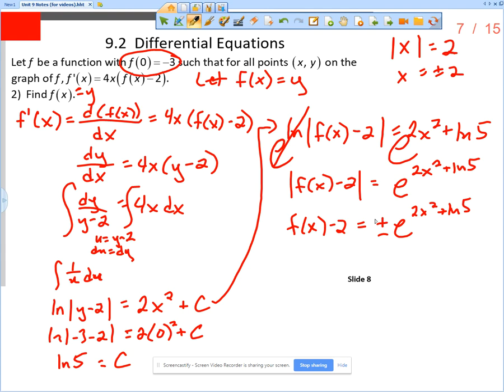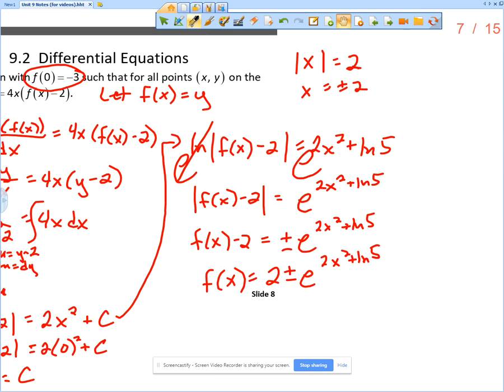So then we're going to add 2. So f of x equals 2 plus or minus e to the 2x squared plus the natural log of 5. But remember, this is 2 answers. So now we need to figure out, is it 2 plus this thing, or is it 2 minus this thing? Well, let's simplify a little bit first. So e to the 2x squared plus the natural log of 5. I want to go up here on the side once again to think about it. If I have, like, x to the 5th, right?